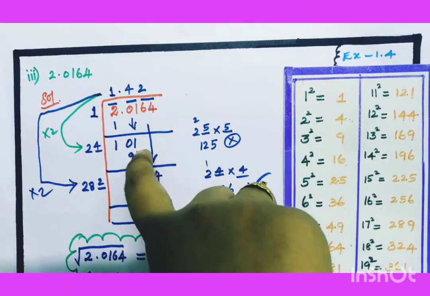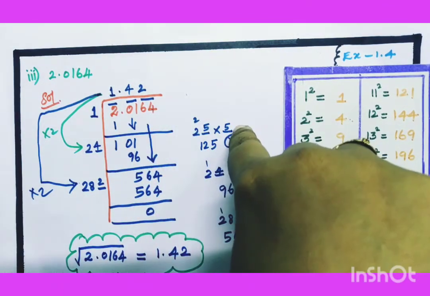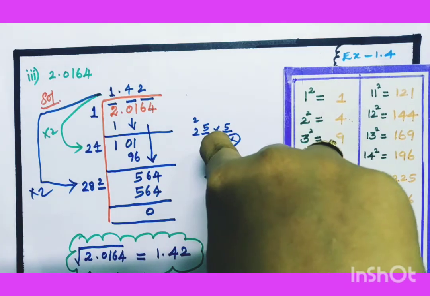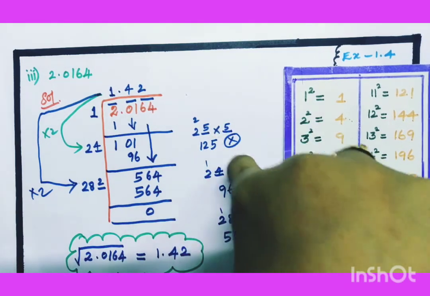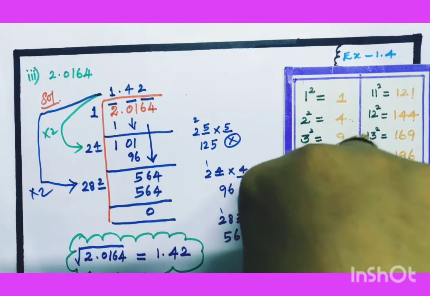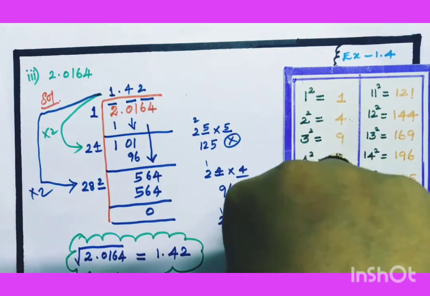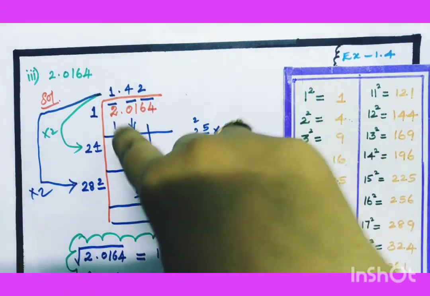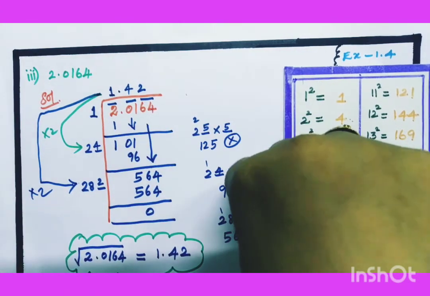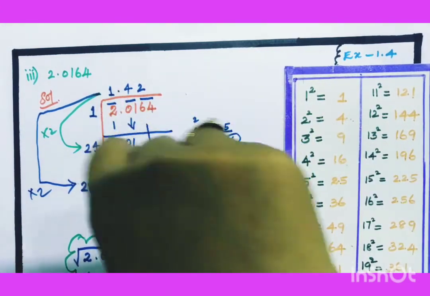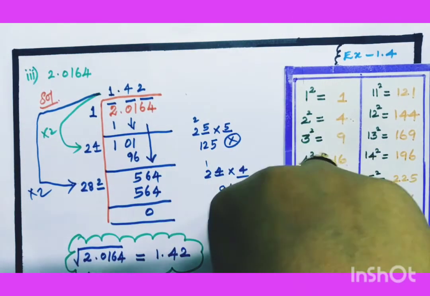So I tried with the trial and error method only. First I tried 5. I was not able to get the answer here. Then I tried the nearest value, the before number. 24 into 4 is 96. So this is near to that. So I am going to take this 4 only. So 24 into 4 is 96.